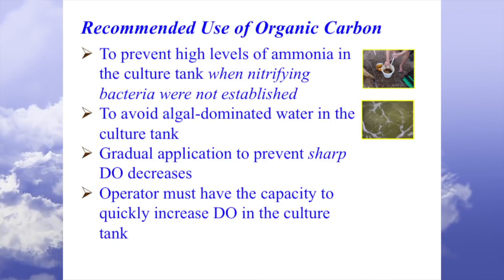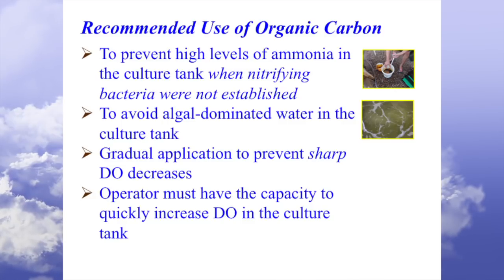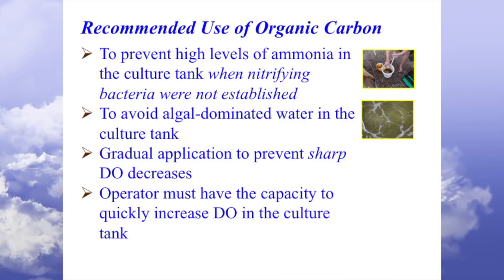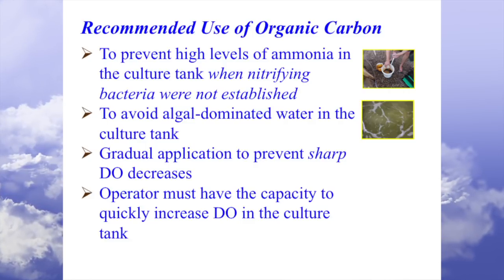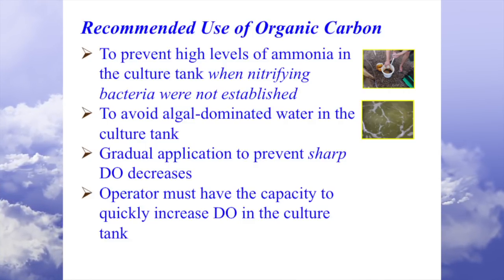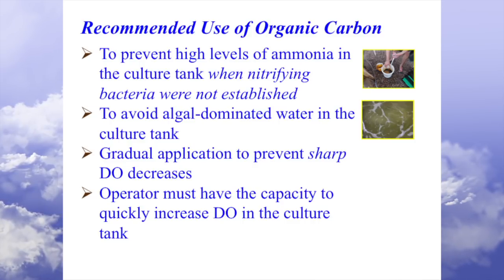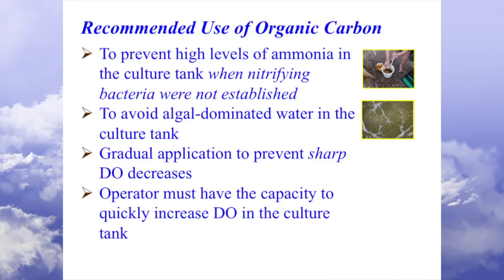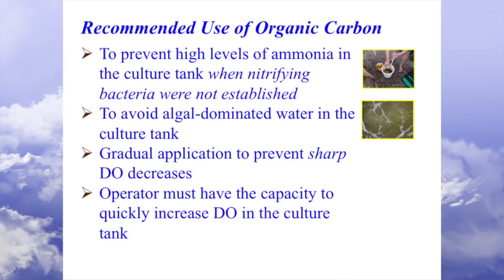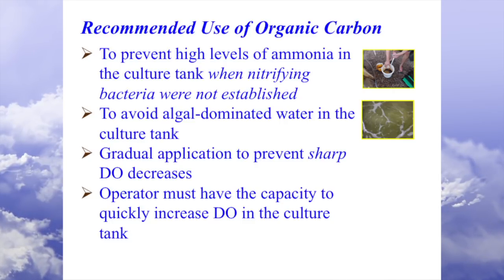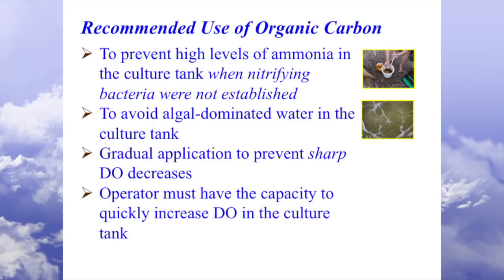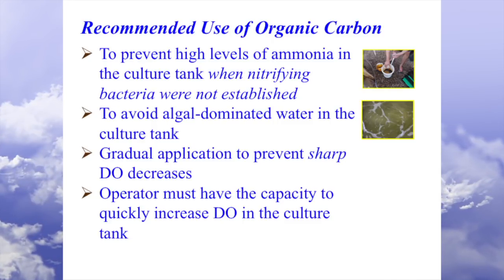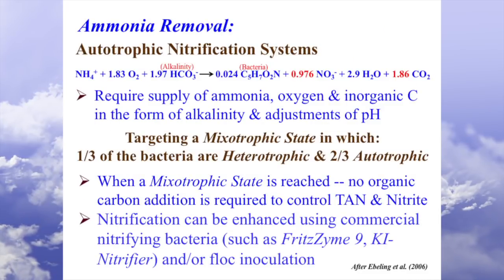Moving along, to prevent a high level of ammonia in a culture tank when nitrifying bacteria were not established, you can use the organic carbon. To avoid algal-dominated water in a culture tank, again, you can use it, in case you had removed too much of the bacteria. And gradual application of the organic carbon is a must, otherwise you'll have a decrease in dissolved oxygen, and the operator must have the capacity to maintain dissolved oxygen in case of something like that.